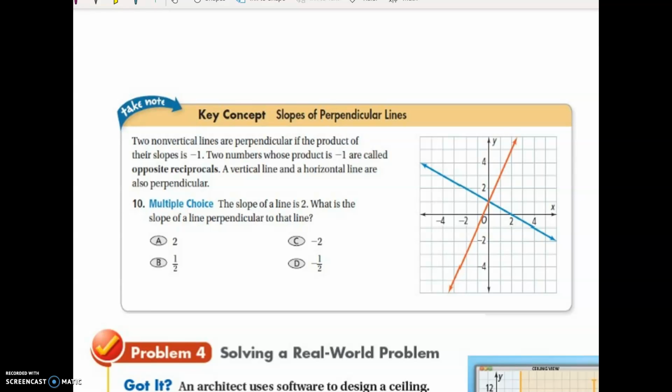So here we have a question. We have two lines that are perpendicular to each other. The slope of a line is 2. So what is the slope of a line that is perpendicular to that line? Well, we talked about how they have to be opposite reciprocals, and we just did this on the last problem. So it's going to have to be d, because we have to flip it. So 2 over 1, you flip it, and then you make it the opposite sign.